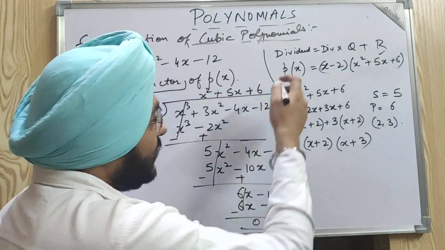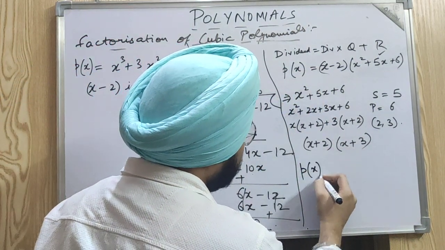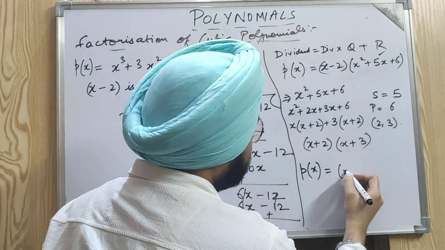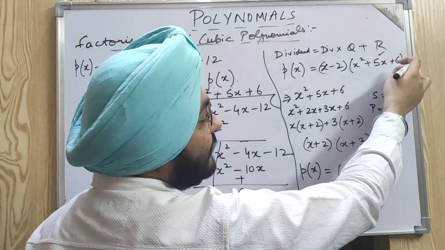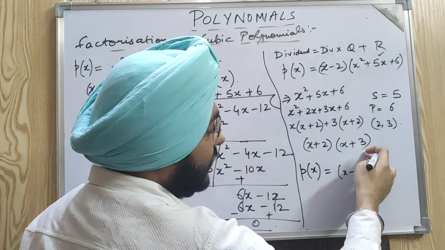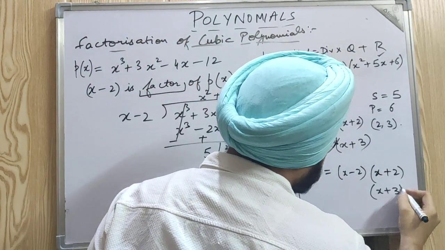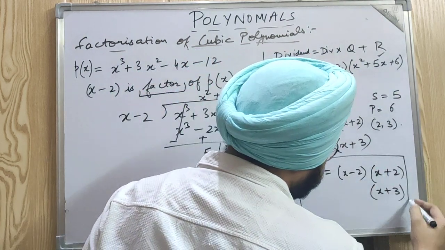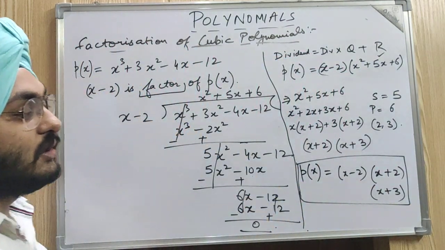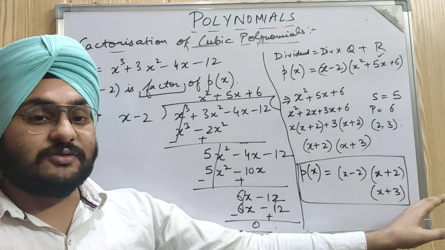So now can't I write this px in this way? X minus 2. So this x square plus 5x plus 6 is what? X plus 2 and x plus 3 here. So these are the three factors which we had to find out. So in my opinion these things will be clear.